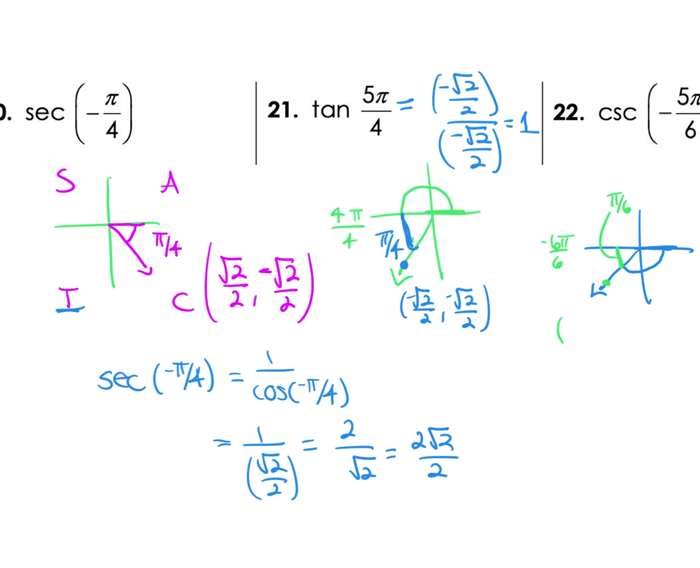Oh, I messed it up. Radical 3 over 2, comma 1/2. And then we make both of them negative. So we're going to do 1 over sine of negative 5 pi over 6. Why? That is the same as cosecant of theta. So cosecant of negative 5 pi over 6 will be 1 over negative 1/2, which will just be negative 2.